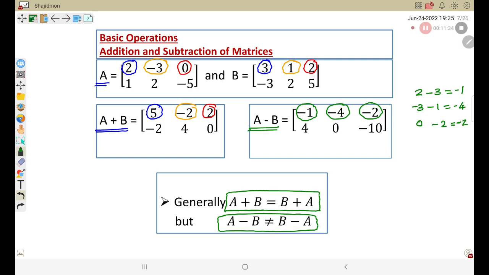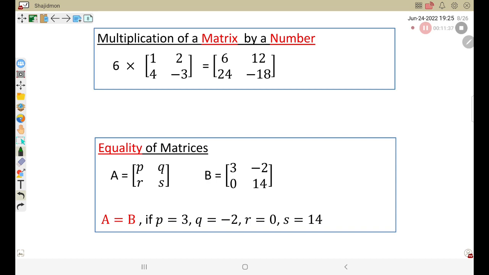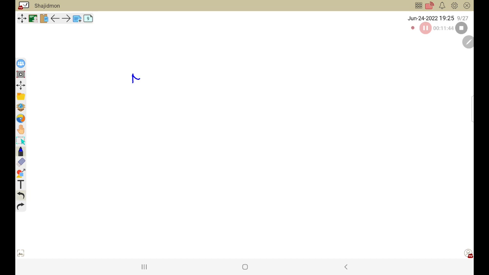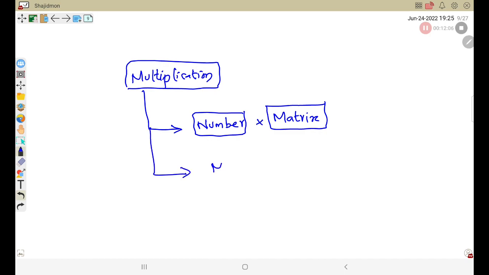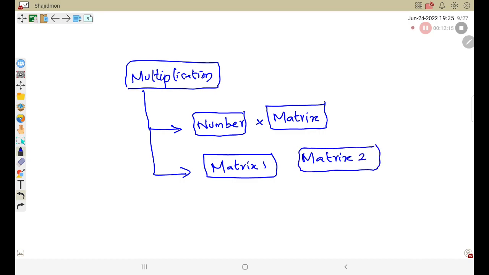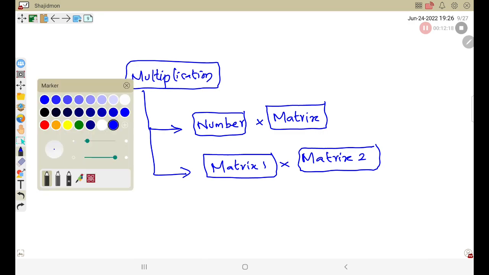Now, next operation: multiplication of a matrix by a number. How to multiply a matrix and a number? When we are studying multiplication, we need to study two ideas. First idea, how to multiply a number and a matrix. And how to multiply two matrices, for example, matrix 1 multiplied with matrix 2. These are the two ideas we need to study in multiplication. So first we will go to this one.